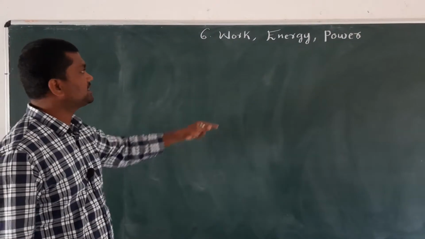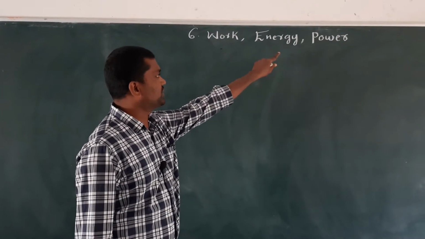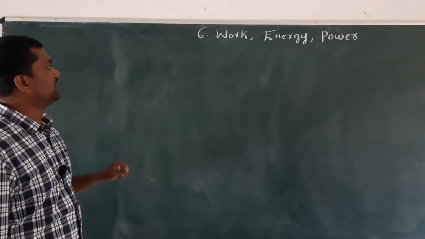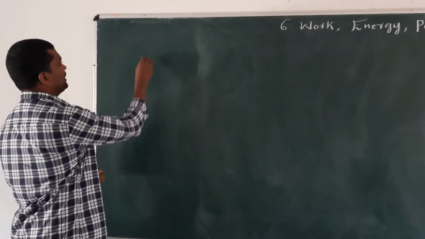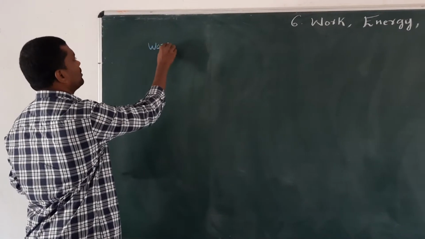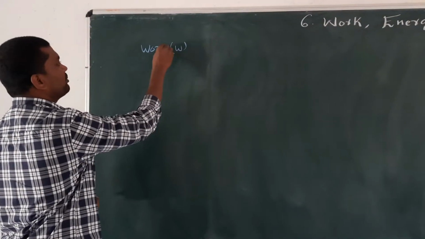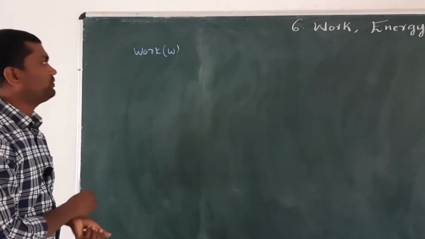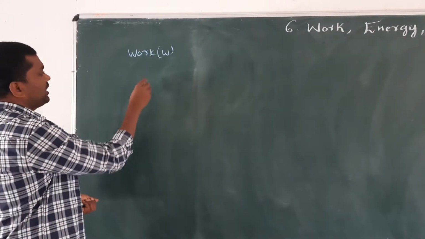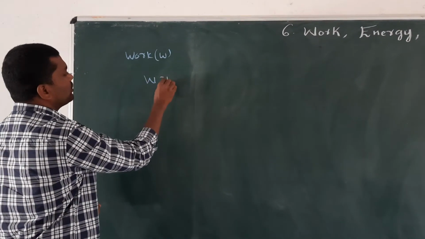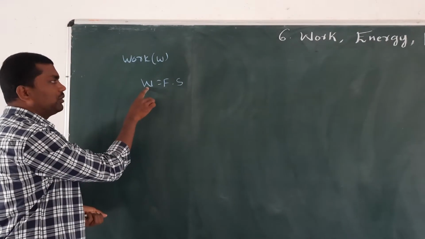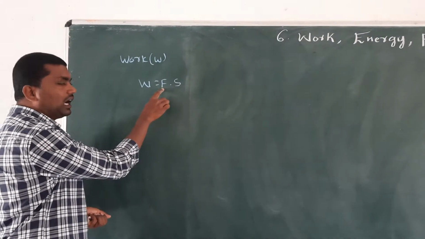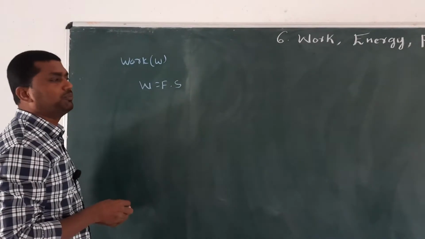Okay, the next topic is work, energy, power. In this topic, we have to discuss the physical quantity work. The work is represented by W. The definition of work: we can take the formula W is equal to F dot S, where W is the work and F is the applied force on the object.